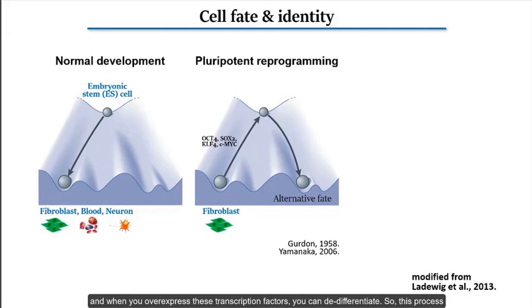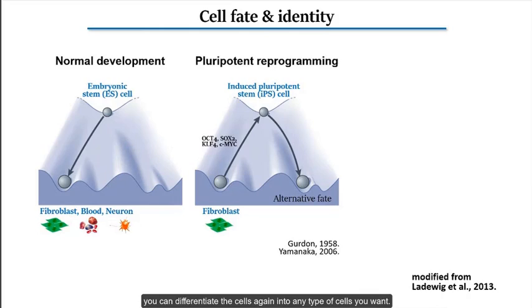When you overexpress these transcription factors, you can de-differentiate. This process is called differentiation, and now you go up the hill. This process is called de-differentiation. So you can de-differentiate the terminally differentiated cells and bring them back to a state where they mimic the stage of an embryonic stem cell. This stage is called induced pluripotent stem cells. Induced because you're inducing this pluripotency, and you bring them into a condition where you can differentiate these cells into, again, any type of cells you want. You can get an alternative fate. For example, our differentiation protocols make neurons out of them very efficiently.